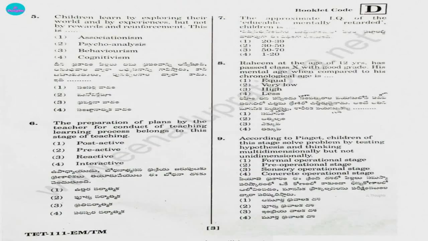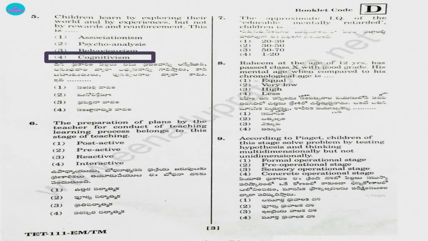Question number 5. Children learn by exploring their world and by experiences, but not by rewards and reinforcement. This was said by Piaget, and it is cognitivism.